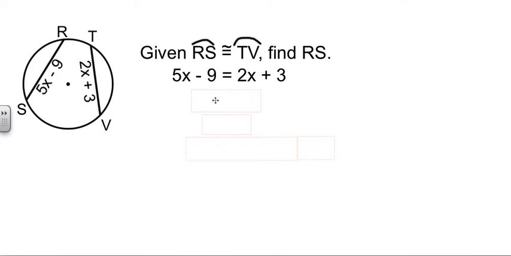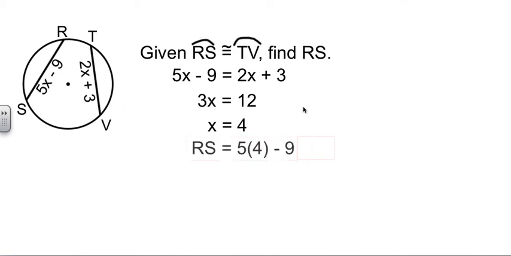Well, now we bring the 2x over, bring the 9 over, do a little dividing. We find out that x equals 4. They want RS, so I'm going to plug the 4 back in. 5 times 4 is 20, minus 9 gives me a length of 11.